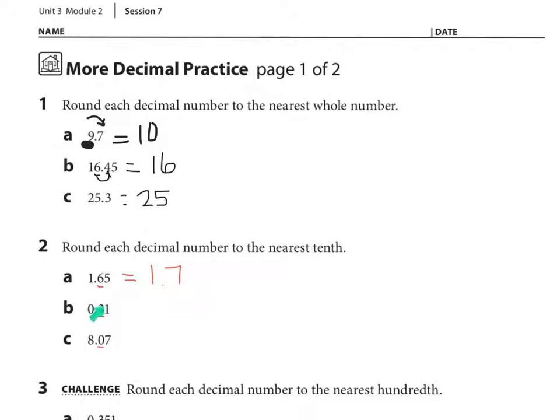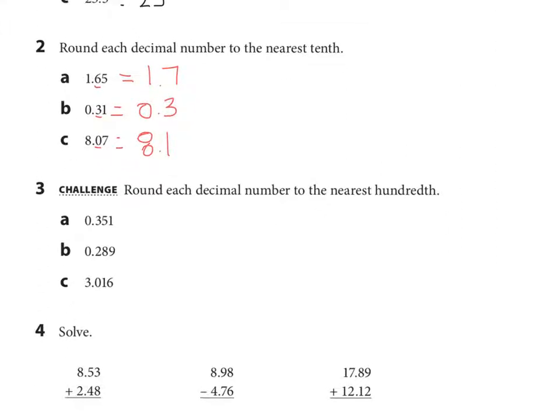Looking at B, we see 3 in the tenths. Look to the right. 5 or less stays the same. And so the answer is 3/10. And then looking at C, looking at the tenths, look to the right. 5 or more, this increases by 1. So what's 1 greater than 0? 1. That's 8 1/10.